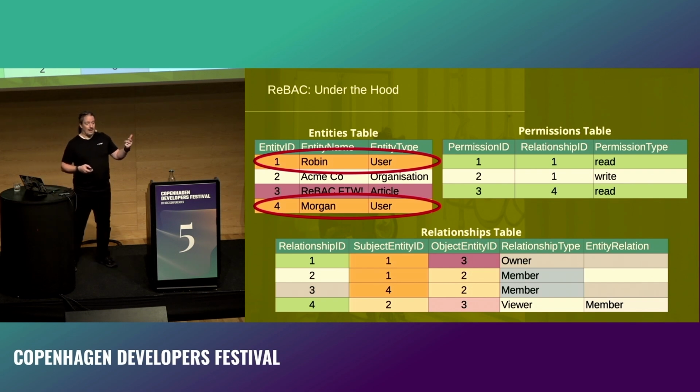So Robin would have read access both by virtue of the fact that they've got permission ID 1 there, because they're the owner, and also permission ID 3, because they're a member of the organization. And if any of those relationships break, like Morgan leaving the organization, that permission to that file disappears.